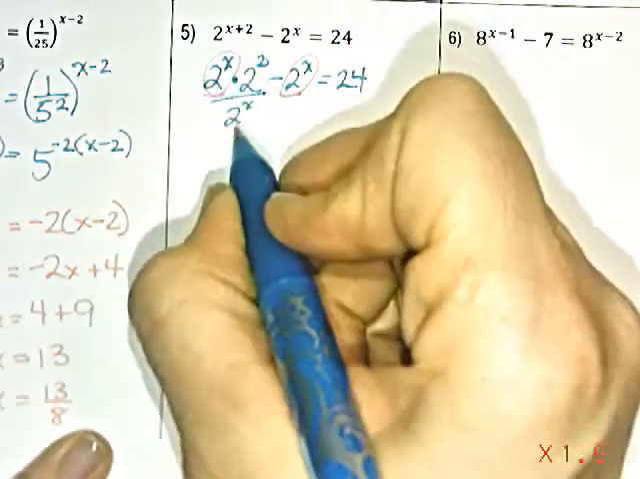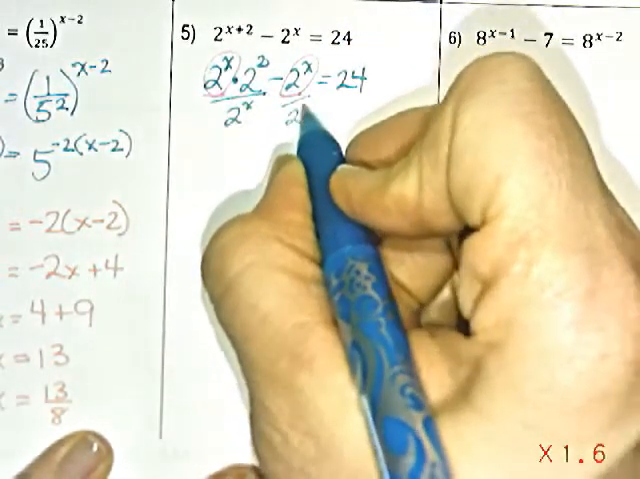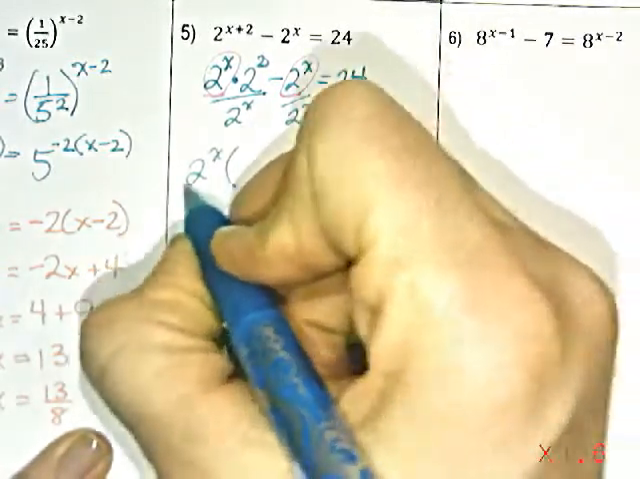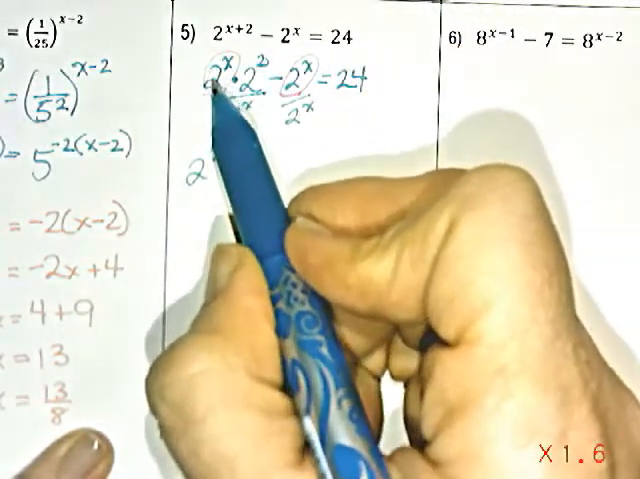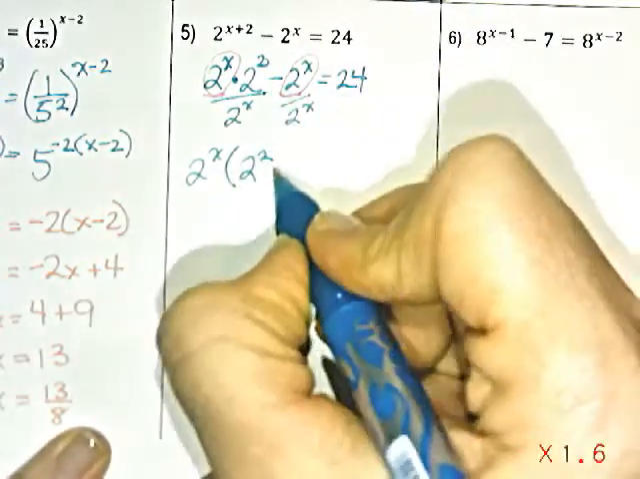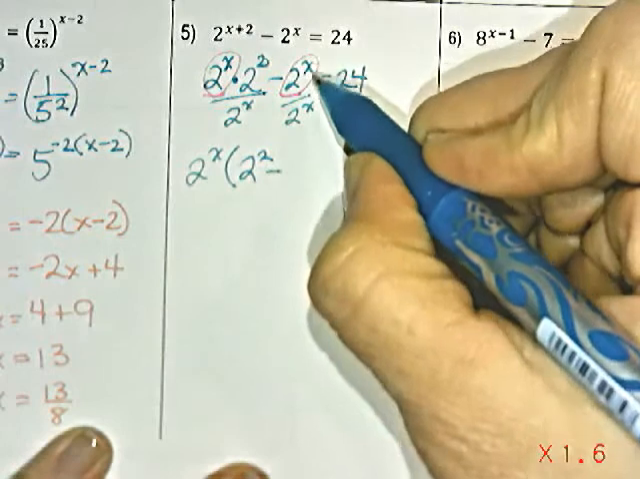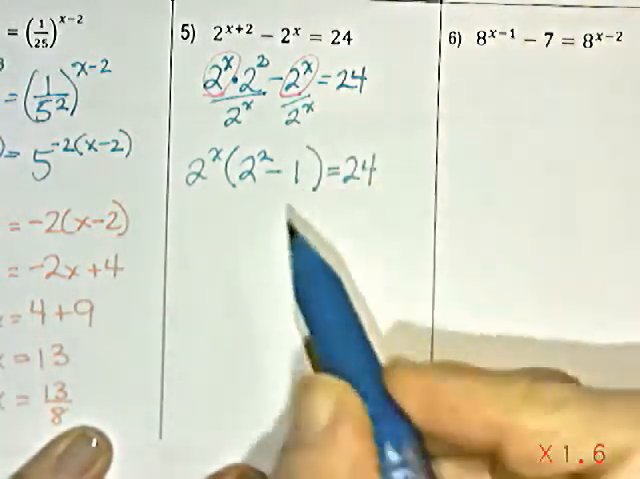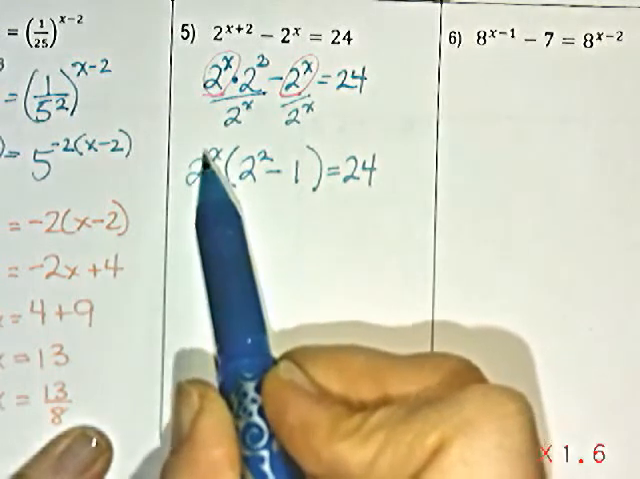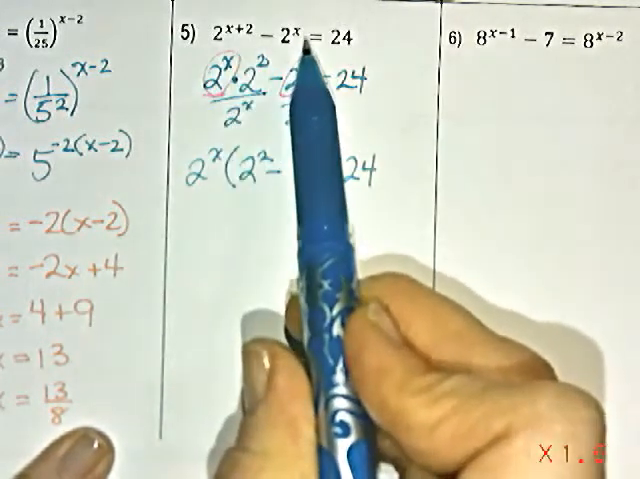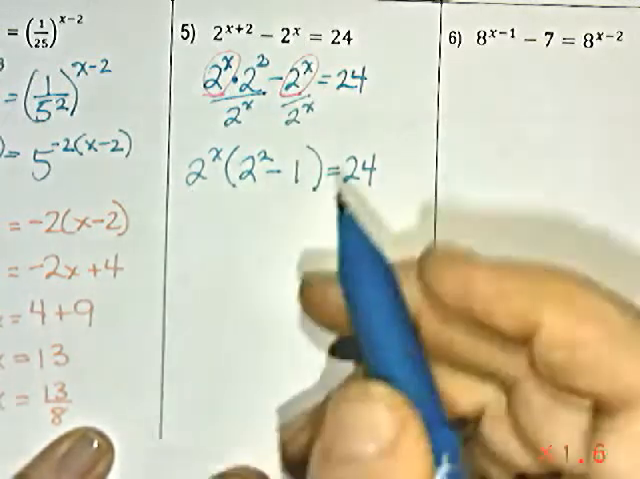So I'm going to divide it out of this term, divide it out of this term, pull it out front so that I have 2 to the exponent x. And if I take it out of this term, I'm just left with 2 squared minus. And if I take it out of this term, I would just be left with 1. And now I have accomplished putting my mystery variable x in a single location rather than having it in 2. And now I can solve it.